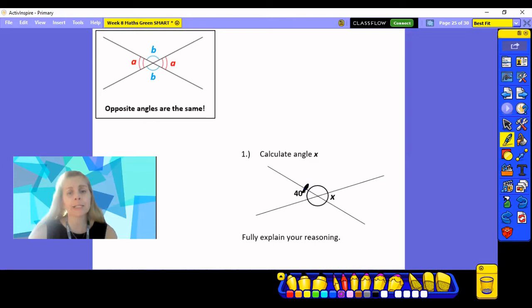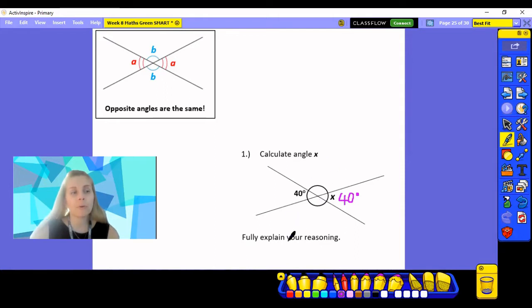And if this angle is 40 degrees, this angle also will be 40 degrees as well. So we now know some information about these two angles, and actually we can start to unpick what the information would be to find out these further missing angles. In fact, we can use that as a starting point for our investigation.